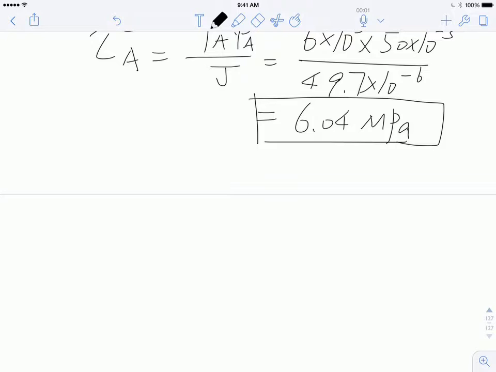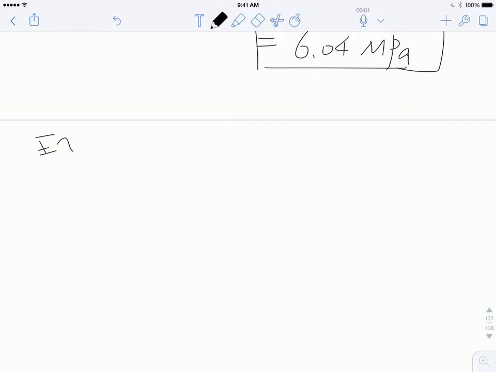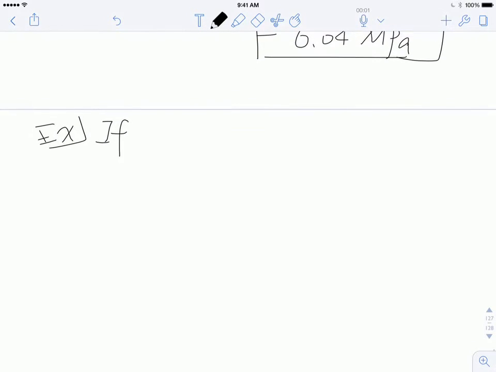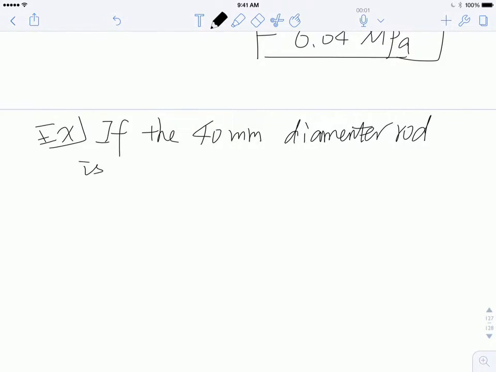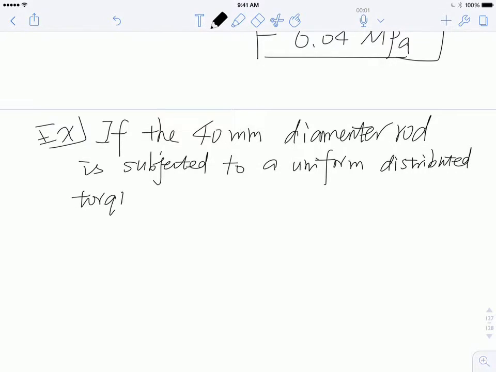Okay, this one will be relatively simple. So, example: if the 40 millimeter long, 40 millimeter diameter rod is subjected to a uniformly distributed torque of t_0 equals 1.5 kilonewton-meters per meter.